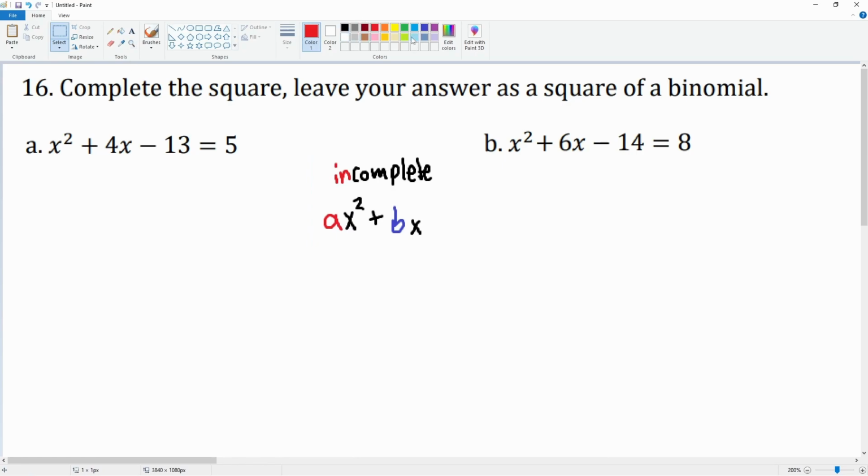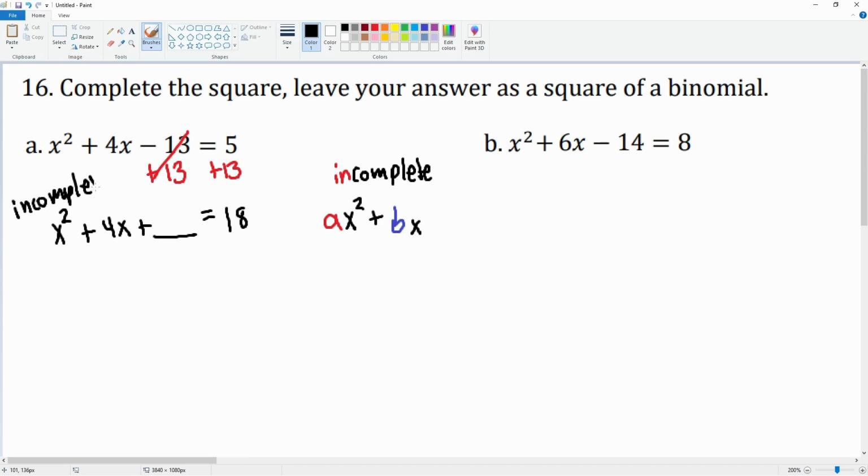Well, the constant right now is a negative 13. So we're going to add 13 to both sides. This cancels on the left and it equals now 18. So you have x squared plus 4x plus a blank. This is considered to be incomplete. It's incomplete, so now we can complete the square.